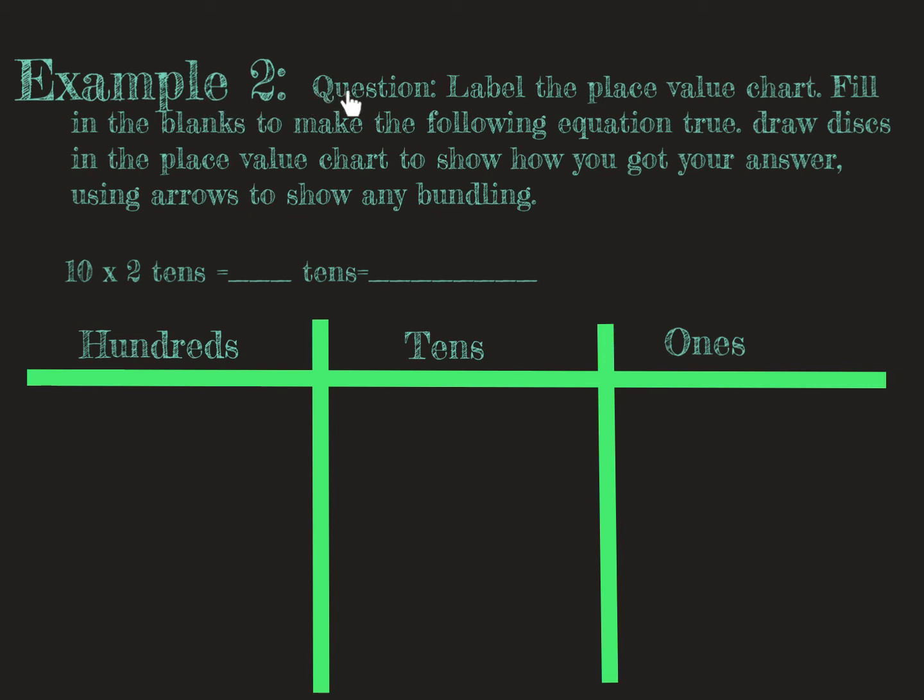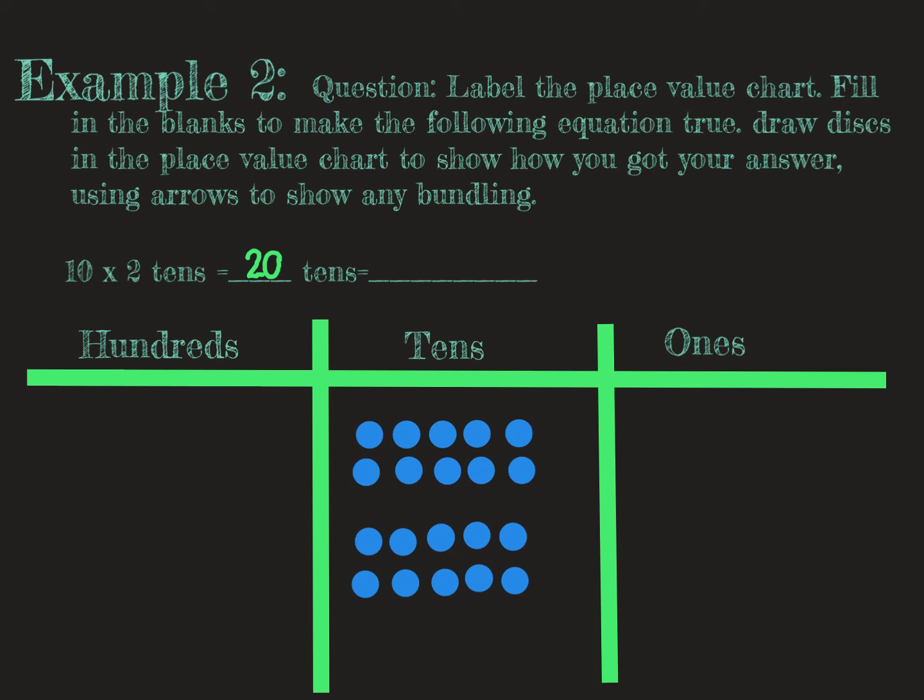Example 2. Label the place value chart, fill in the blanks to make the following equation true. Draw discs in the place value chart to show how you got your answer, using arrows to show any bundling. In this example, we're using 10 times 2 tens, which is equal to 20 tens. So we're going to put 20 tens right in this tens place.